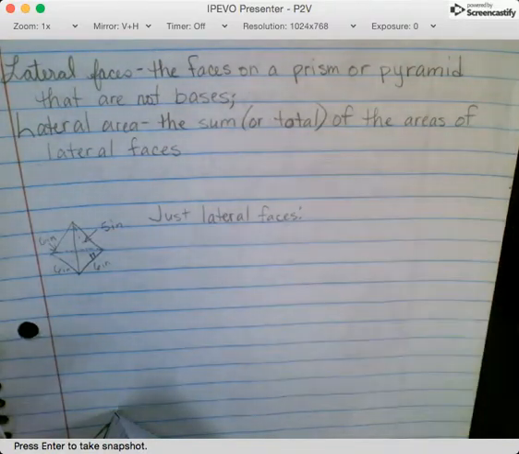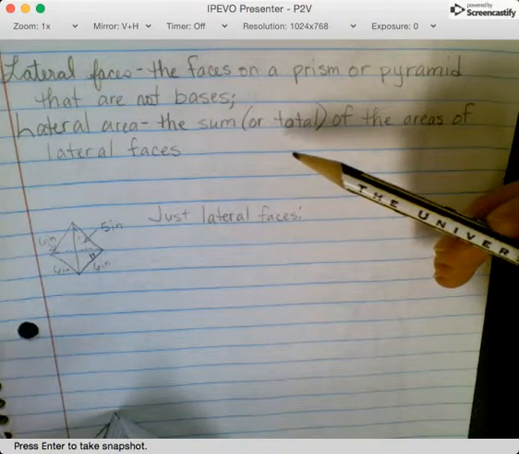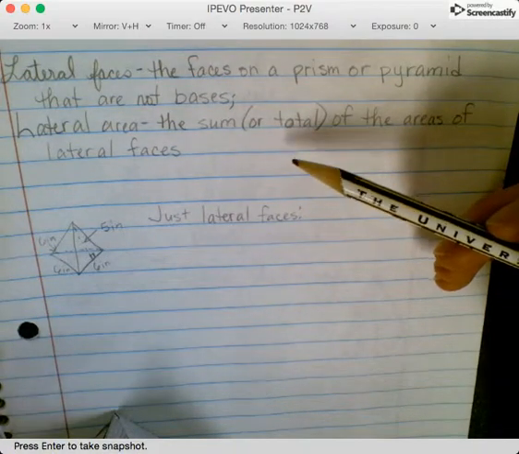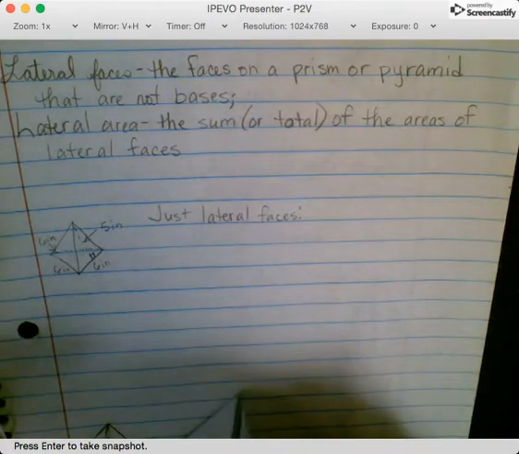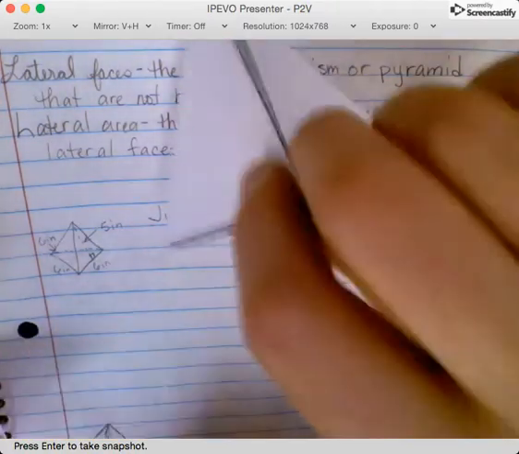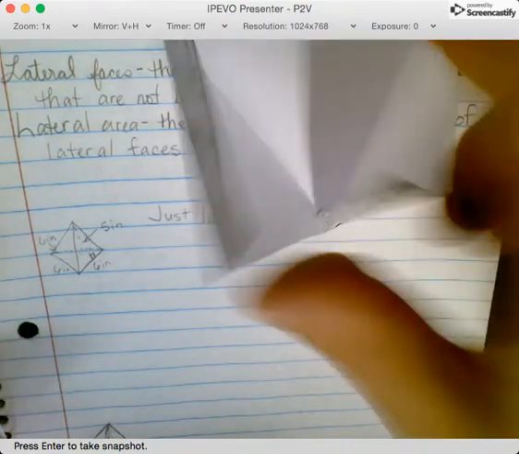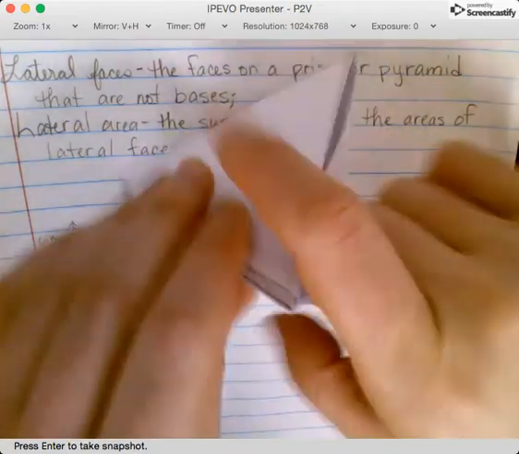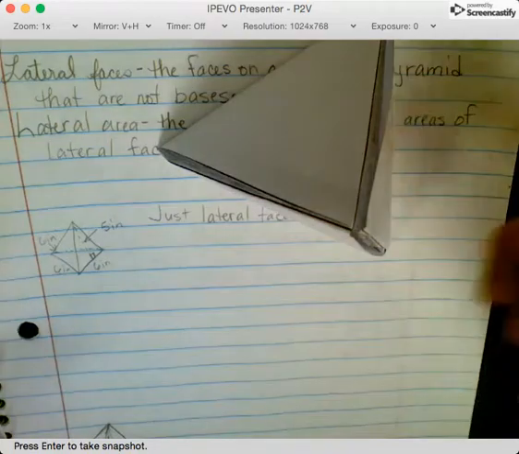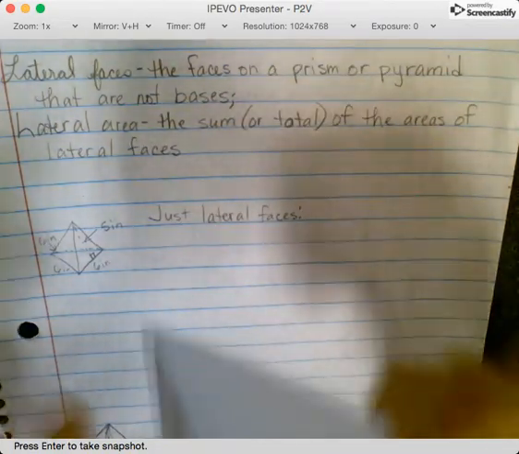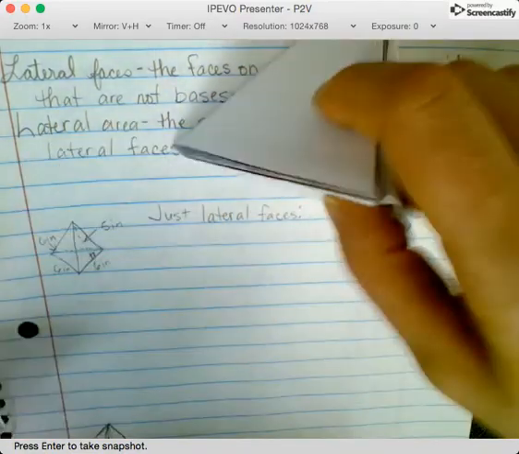Before we start, I want to talk about what lateral faces are and the lateral area. I know I talked about them a little bit in the other video, but I didn't tell you the definition. So the lateral faces are the faces that are not bases. So that would be the ones that come up out of the base that it's not sitting on. It's sitting on this triangle. It has triangles coming up. This is the base with the triangle, and then the actual other sides are triangles as well.